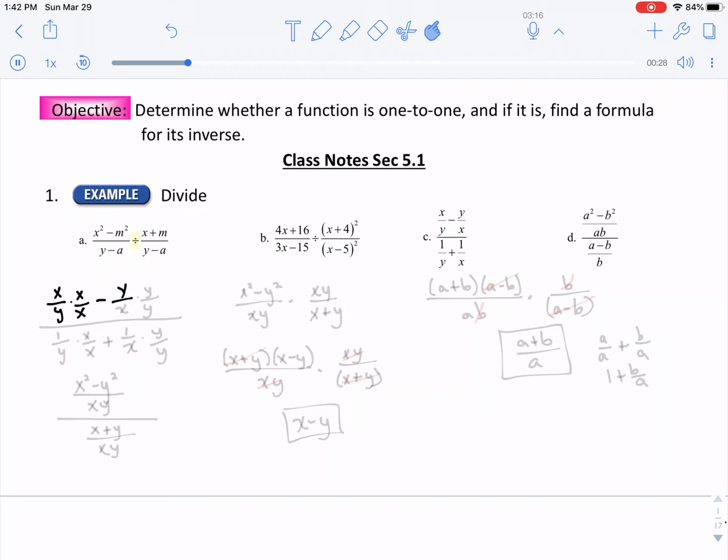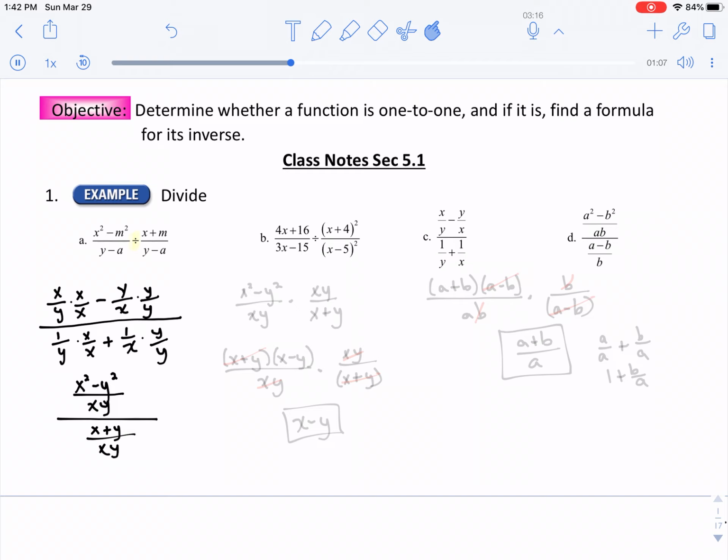And then I've got y over x, and I'm going to multiply that by y over y to get that common denominator. That's my numerator. My denominator, the same way, I'm going to take the 1 over y and multiply that by x over x, plus 1 over x, and I'm going to multiply that by y over y. Now when I do that, in the numerator I've got x squared minus y squared over the common denominator, which is xy. That's my numerator. And my denominator, I've got x plus y over the common denominator, which is xy.